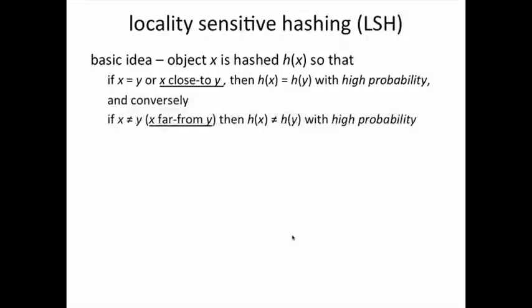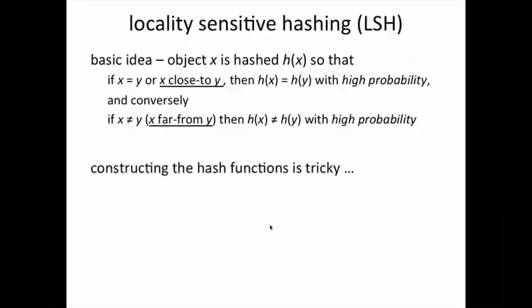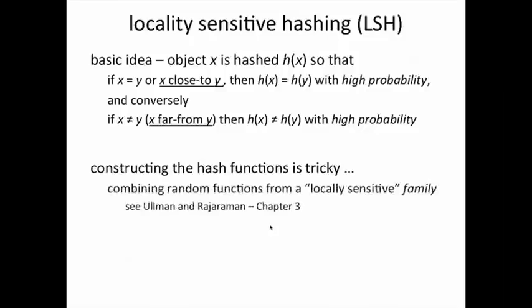And conversely, obviously, if x is not close to y, rather x is far from y, then the two hash values will not be equal with high probability. Of course, constructing the hash functions themselves is quite tricky. And here we have to do interesting things like take random functions from a locality-sensitive family and combine them in particular ways. Anand Rajaraman's chapter 3 describes this process fairly well and in considerable detail.